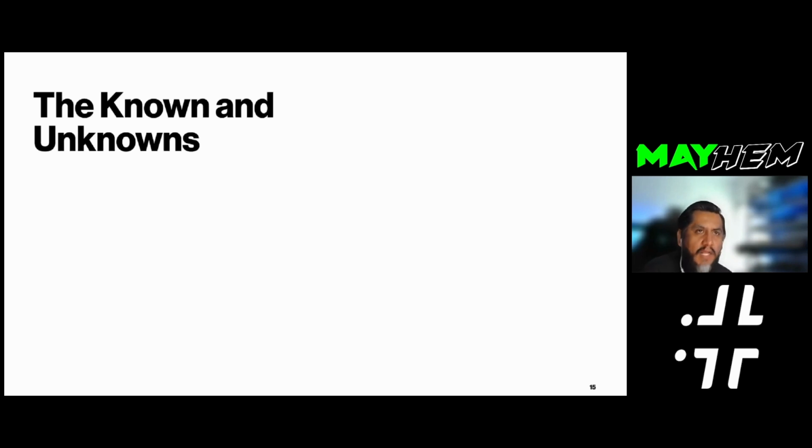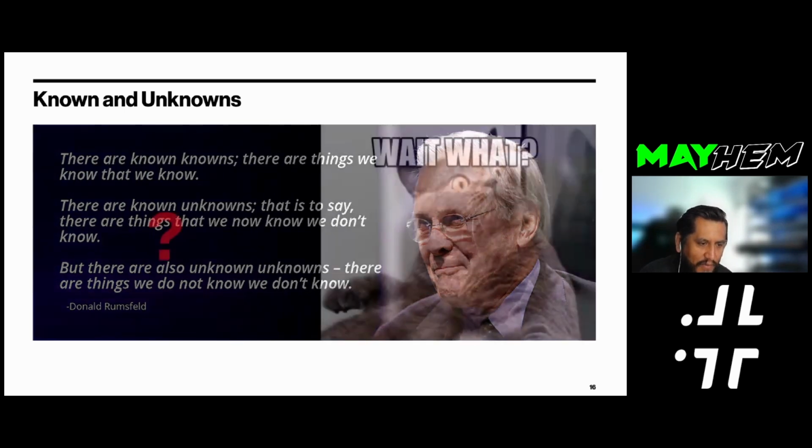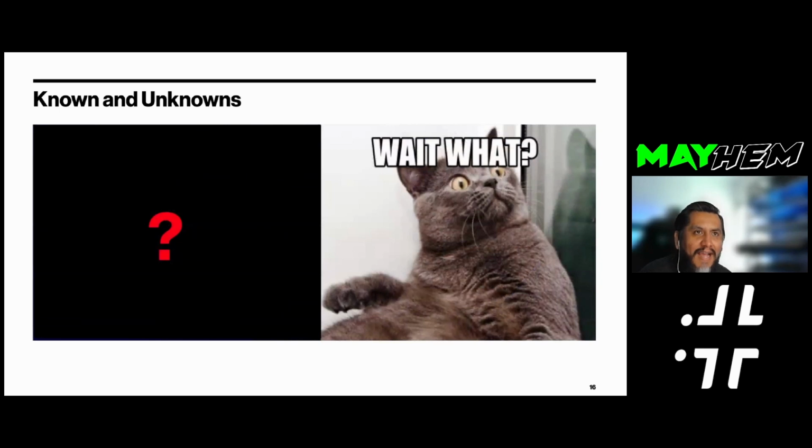One of the things that I like to talk about when I do threat hunting is this concept of the known and unknowns. And we're going to read this quote really quick. This quote was by Donald Rumsfeld. It happened during the Iraq War. And usually we'd put a video, but it says, there are known knowns. There are things we know that we know. There are known unknowns, that is to say, there are things that we know we don't know. But there are also unknown unknowns. There are things we don't know we don't know. And if you're wondering what that means, I don't blame you.